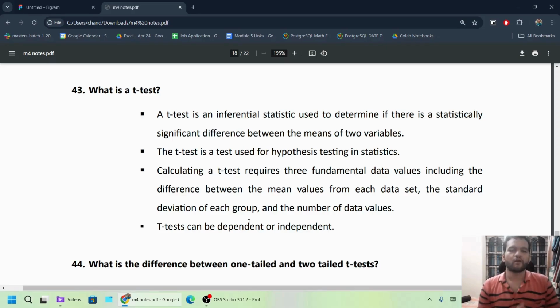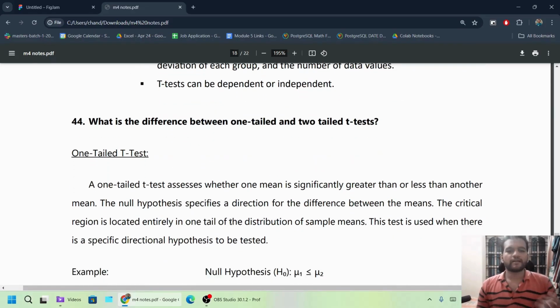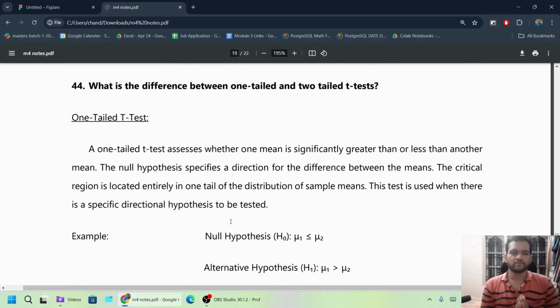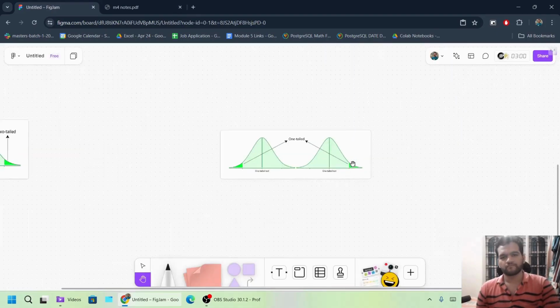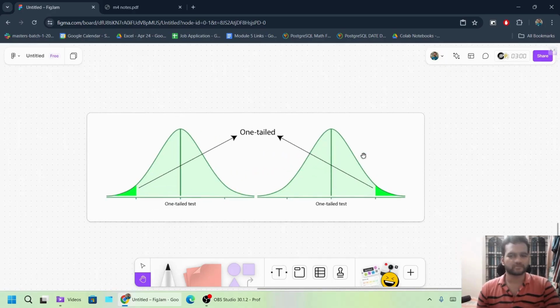What is the difference between a one-tailed test and a two-tailed test? A one-tailed test assesses whether one mean is significantly greater than or lesser than another mean. What does that mean? Let us go to our Figma dashboard and we will understand. This is our one-tailed test.